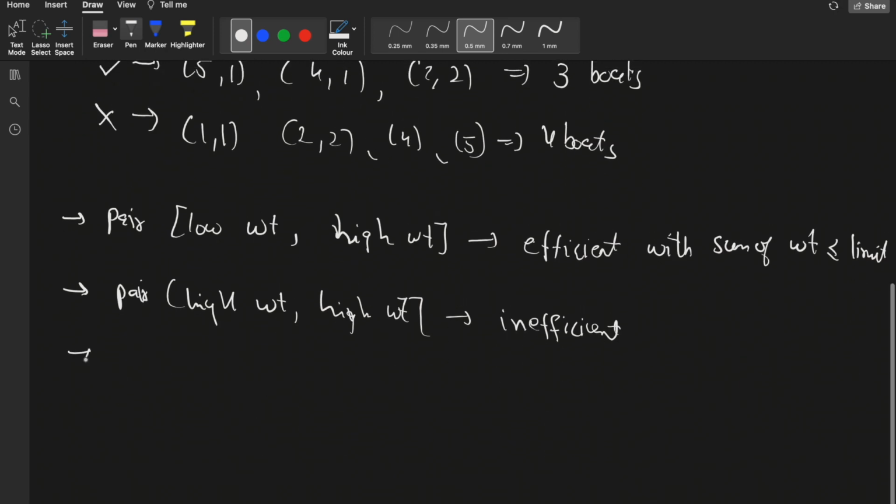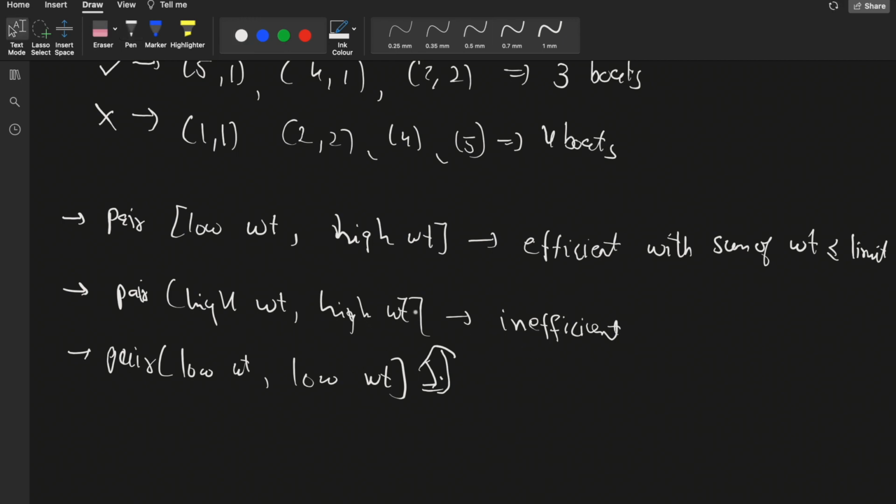Also similarly, if you try to pair up a low weight person with a low weight person, then afterwards this scenario will be produced. Why? Because the remaining people would be high weight, so you have to pair up the high weight with a high weight. Then also this will produce an inefficient solution, correct? So this is what we did here.